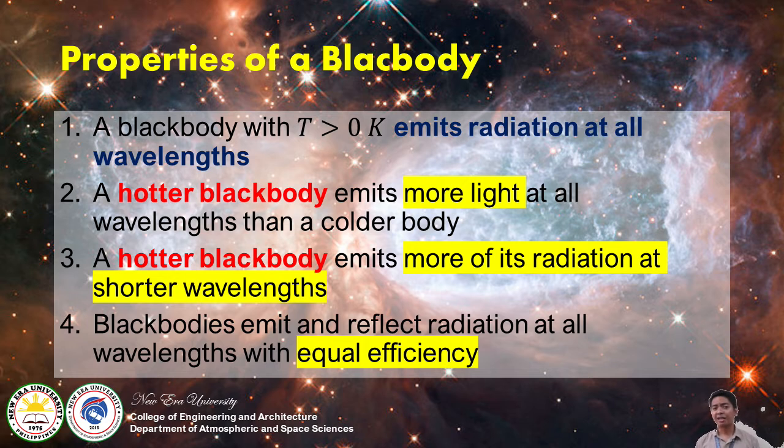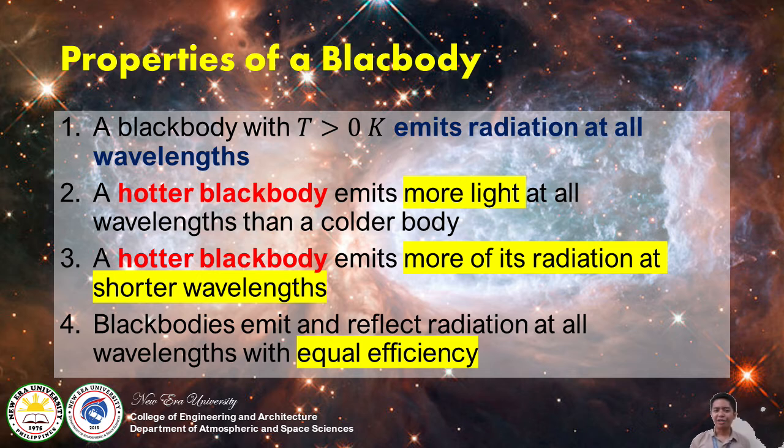But let's have the discussion on the properties of a black body. The first property of a black body is that a black body with a temperature of greater than 0 Kelvin, or absolute zero, will emit radiation at all wavelengths. So what does that mean? It emits at all wavelengths. It means that whether it is radio, visible, infrared, ultraviolet, X-ray, or gamma ray, it will emit in all wavelengths. Not necessarily that it emits high in gamma rays or high in radio waves. It will depend on the black body itself.